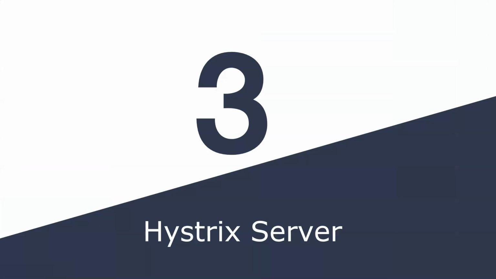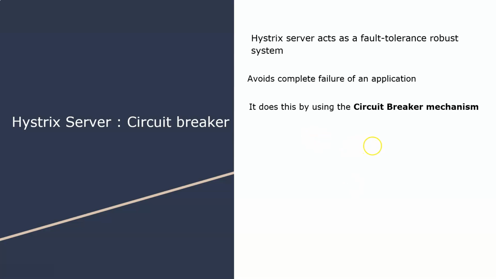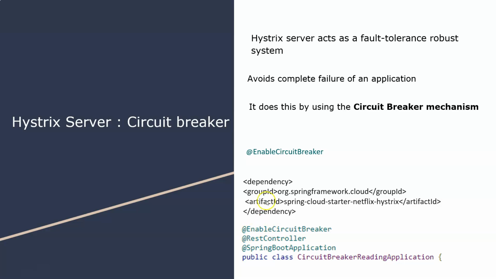Now the next one is Hystrix Server. Basically, we use Hystrix Server to implement the circuit breaker pattern. It avoids complete failure of an application, and it does this by using the circuit breaker mechanism. I will explain what the circuit breaker mechanism is very soon. Now to make use of circuit breaker, you need to use the @EnableCircuitBreaker annotation in your code, and here is the dependency that you need to include: Spring Cloud Starter Netflix Hystrix. Once you have the dependency, you need to use this particular annotation to enable the Hystrix server, right?